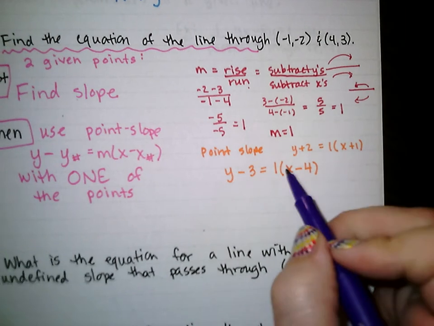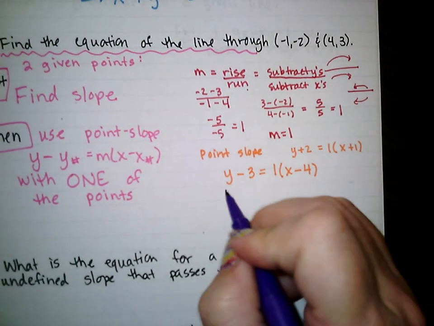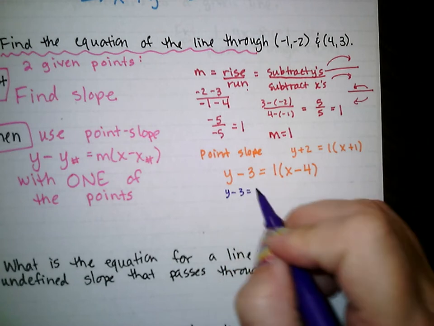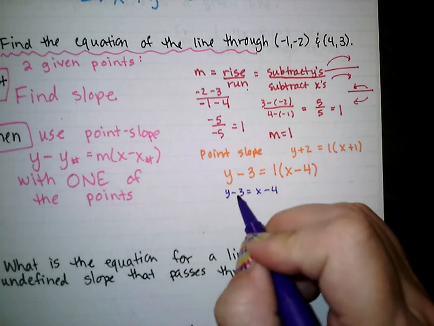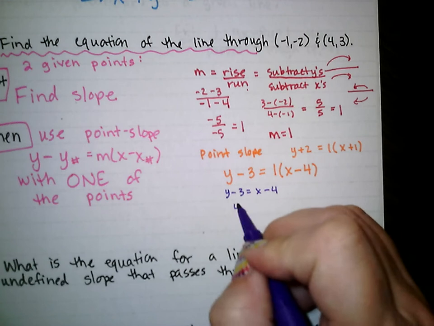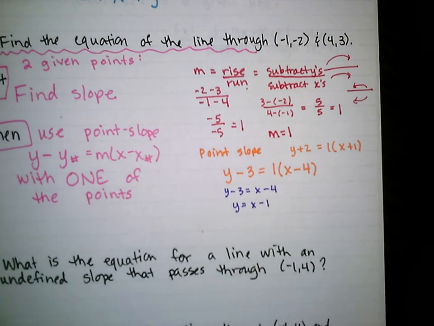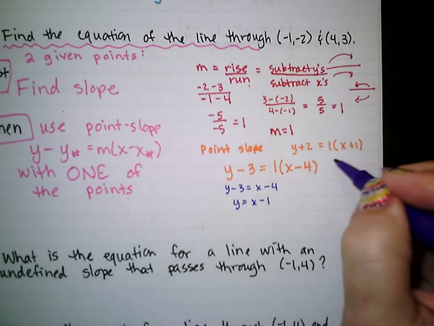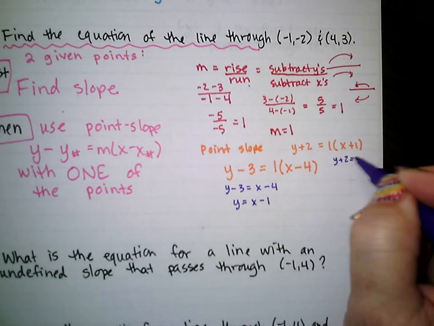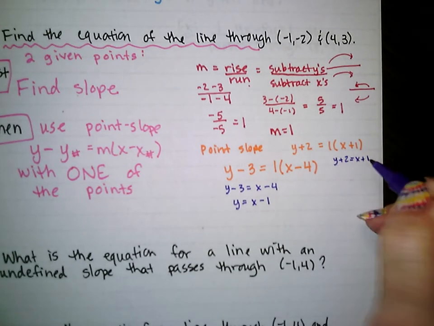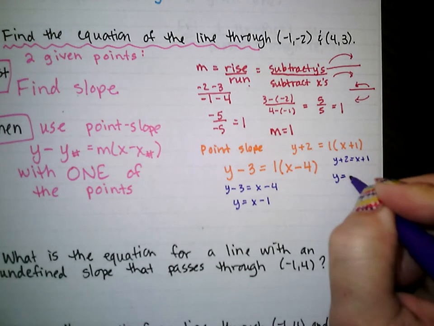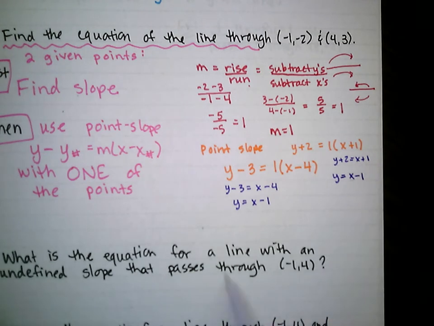Remember to do that, we would distribute our slope. So that would give me y minus 3 equals x minus 4. Add that 3 over to the other side. We get y equals x minus 1. What if I had done this one? I would have y plus 2 equals x plus 1. Subtract that 2 over, y equals x minus 1.